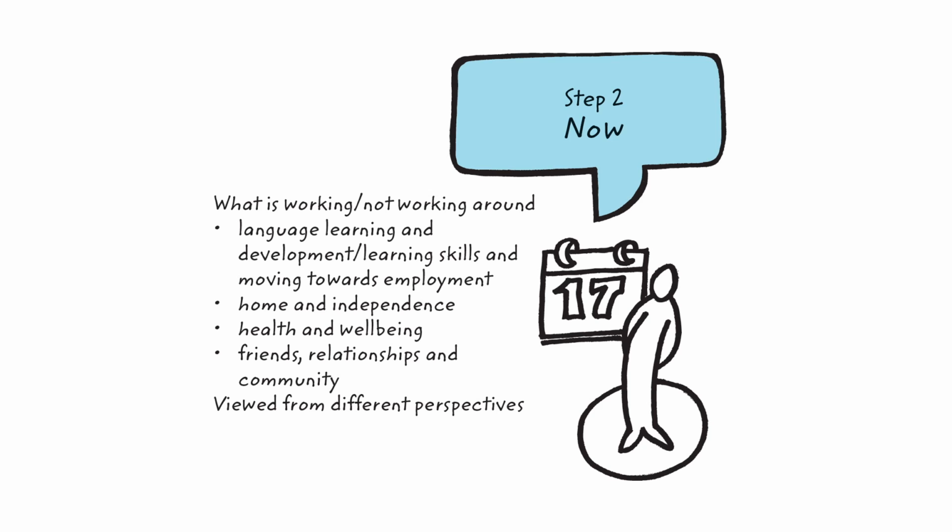If we use the working not working tool to identify these issues, the outcomes that are ultimately developed will be relevant to the person and gives others that know and care about the person the opportunity to create a clearer picture of current reality and priorities. It may be helpful for the person to identify what is working and not working across 4 areas: learning and employment, home and independence, friends, relationships and community, and health and well-being.